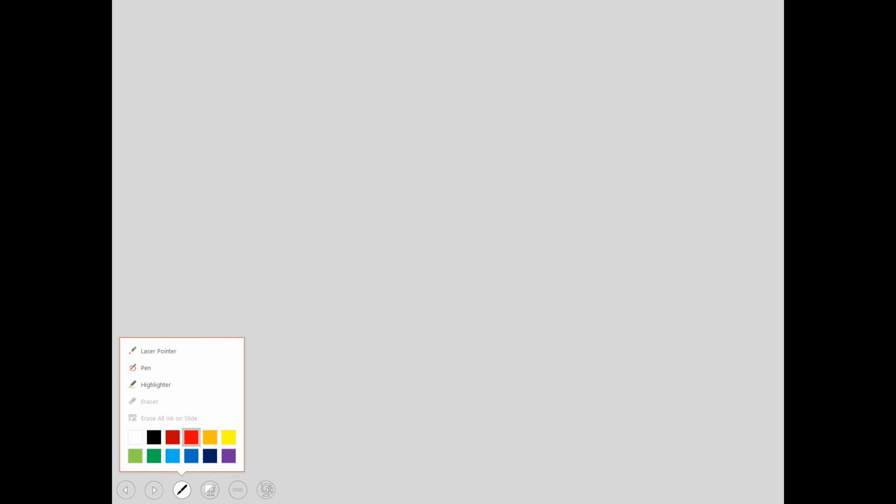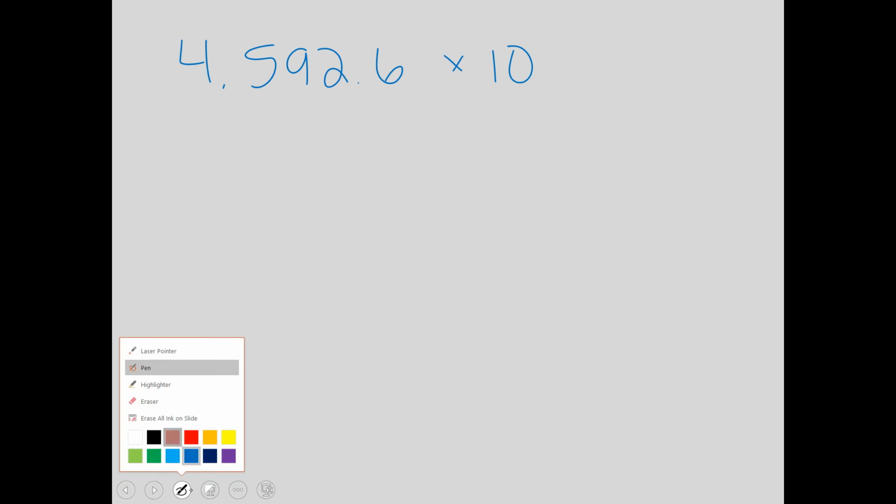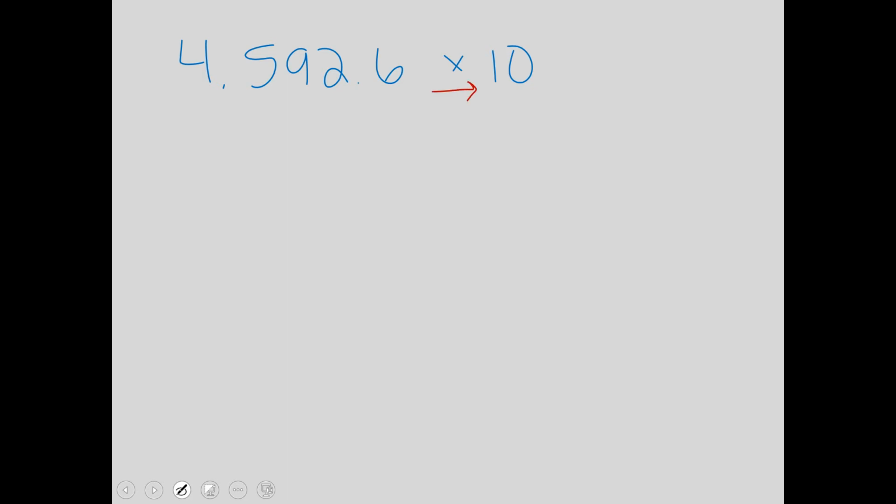The first number that I am going to start with is going to be the number 4,592 and 6/10. Okay. So let's say that I wanted you to take this number right here and I wanted you to multiply it by 10. So I'm going to run through my Smith super secret math hacks. First thing I'm going to look at is what is the operation. So since I am multiplying, I am moving my decimal to the right.